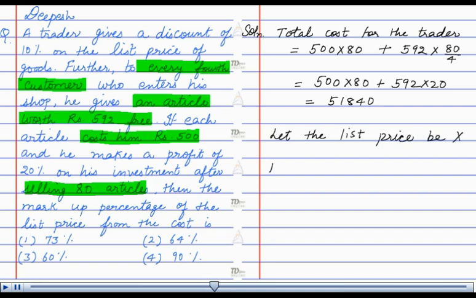Also, if we assume the list price of an article to be rupees X, then his total sales after giving a discount of 10% for 80 articles would be 90% of X into 80, which is equal to 72x.